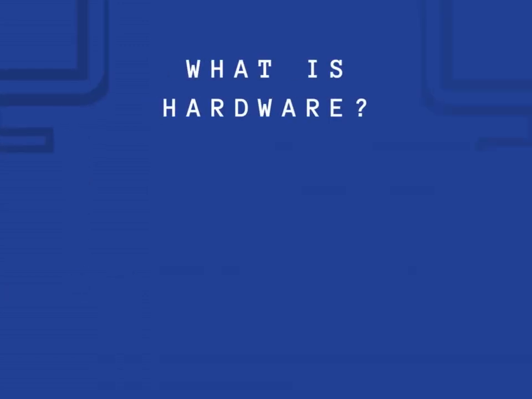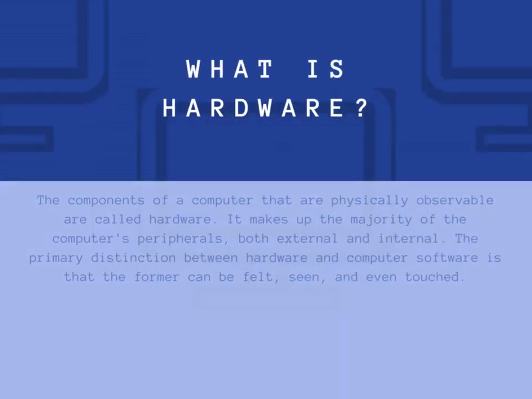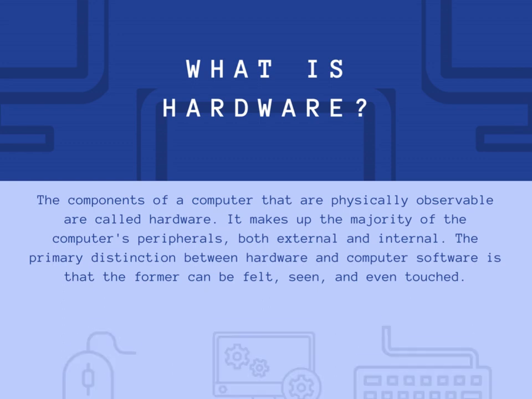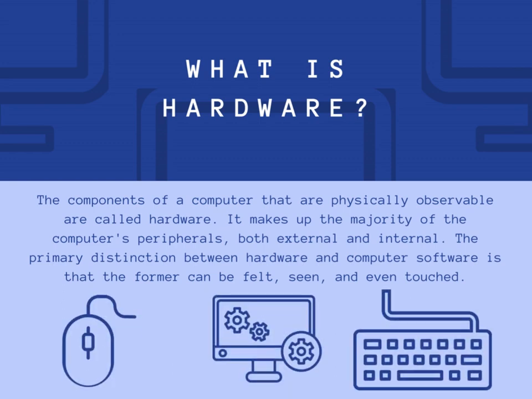What is hardware? The components of a computer that are physically observable are called hardware. They make up the majority of the computer's peripherals, both external and internal. The primary distinction between hardware and computer software is that the former can be felt, seen, and even touched.